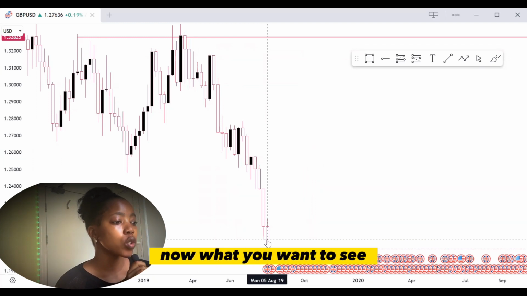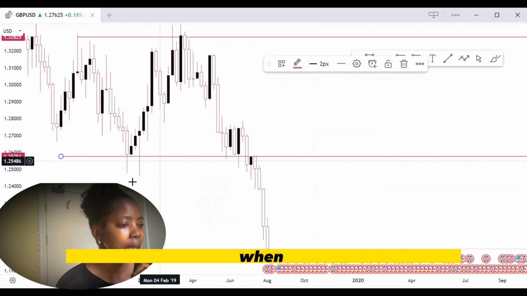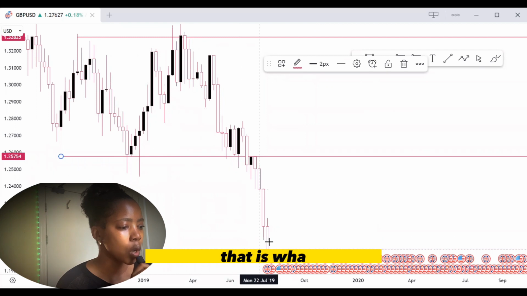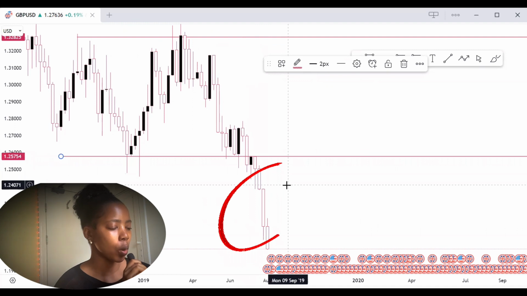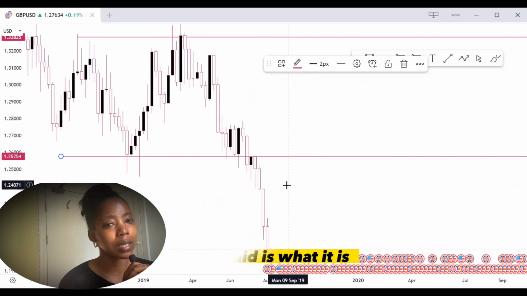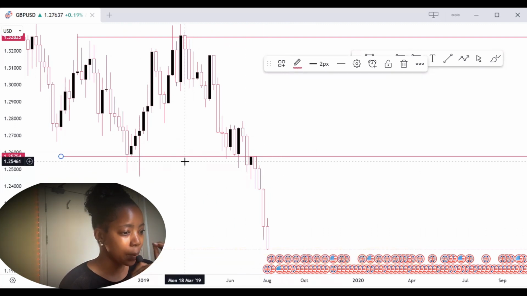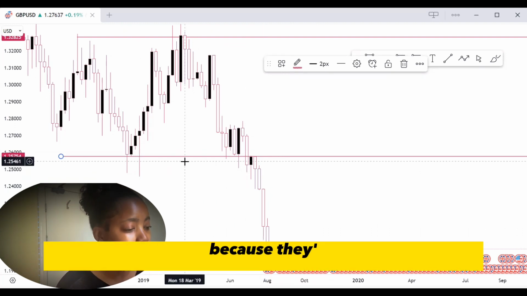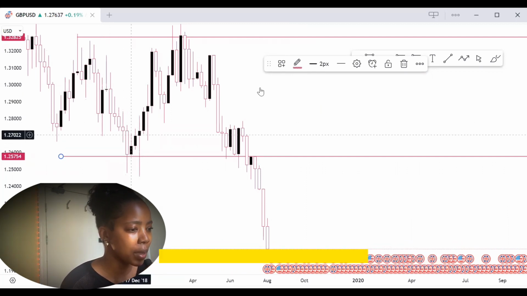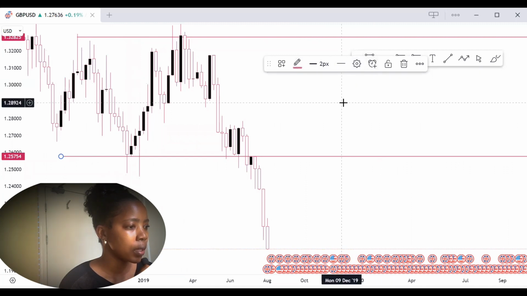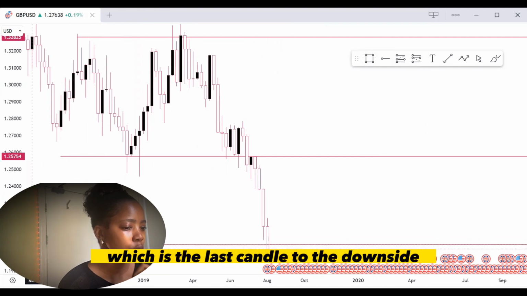Now, what you want to see is the market coming to the half of this area. When the market comes to this half of this area, that is what we need to see for the market to come and fill in these candles, okay? Every candle, as we said, is what? It is liquidity, okay? There is not just lows being liquidity. Every candle is liquidity because orders have been pumped in those candles, okay? So we have that area, the middle, and we have that nice low, which is the last candle to the downside.